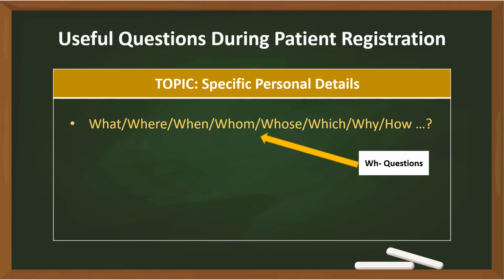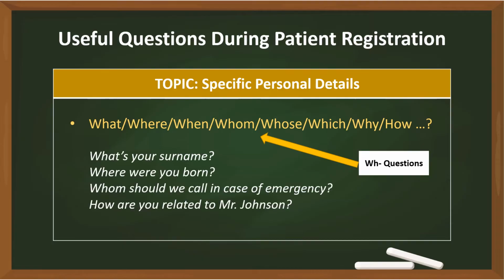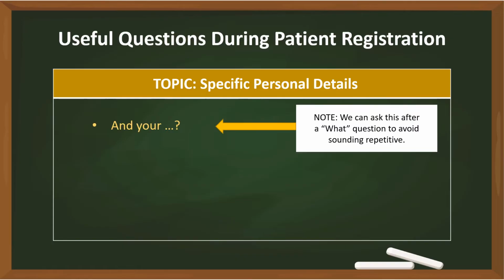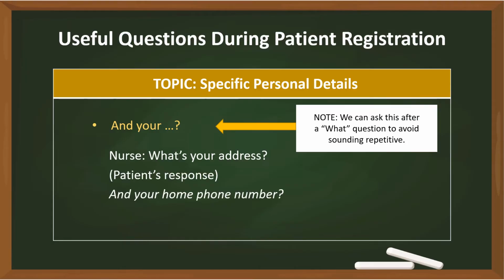Here are some examples. What's your surname? Where were you born? Whom should we call in case of emergency? How are you related to Mr. Johnson? Right after a what question, we can use "and your" to ask about other specific details without sounding repetitive. Here's an example. What's your address? And your home phone number?